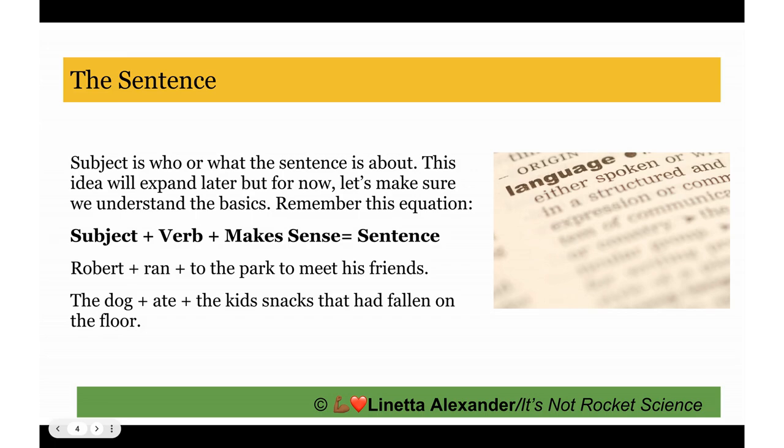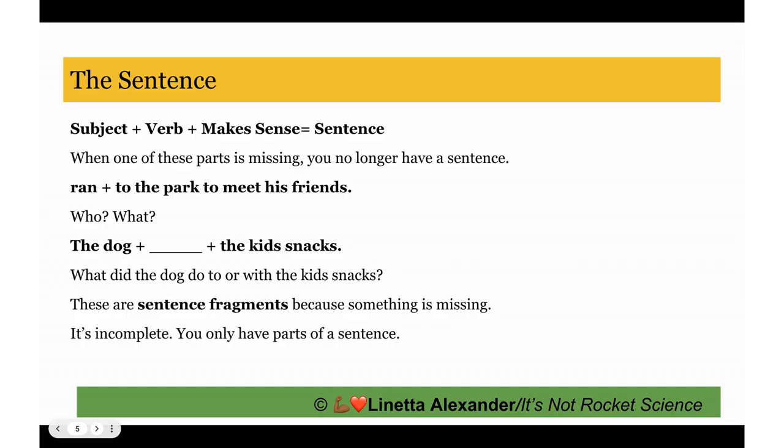The dog is the subject, ate is the verb, the kids' snacks that had fallen on the floor. Now we know the whole context. And so now we have a sentence, because all of these things together, subject plus verb plus make sense, equals a sentence. Here we have it again: subject plus verb plus make sense equals sentence.